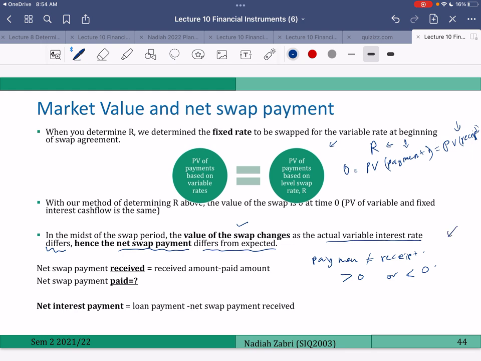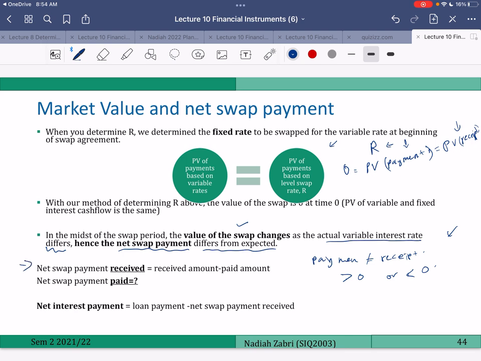The value will be relevant if you were to trade your swap. Like, okay, I don't need that swap anymore. I have 1 year remaining. I want to sell. So how much will I need to sell? That's why you will assess the value of that swap.